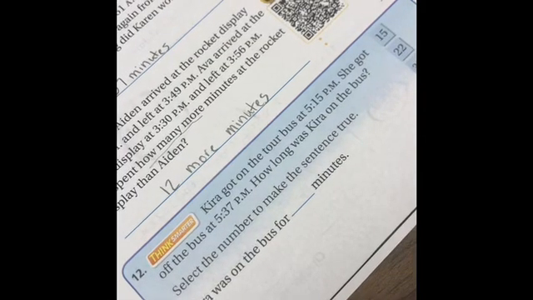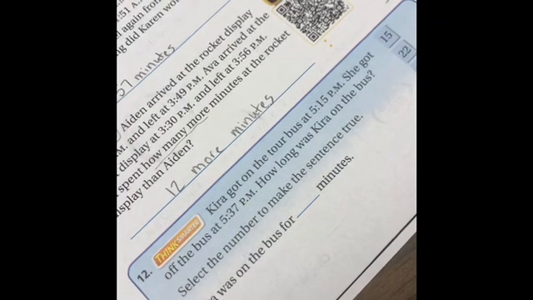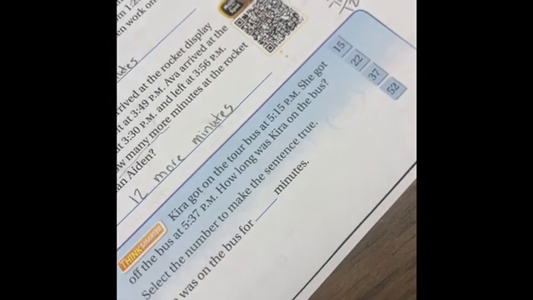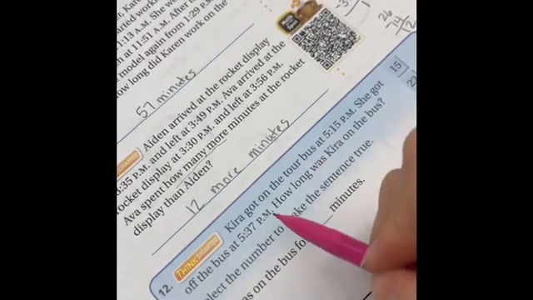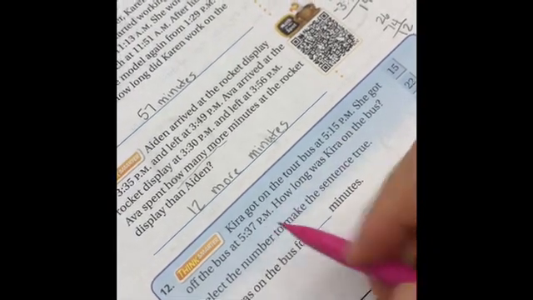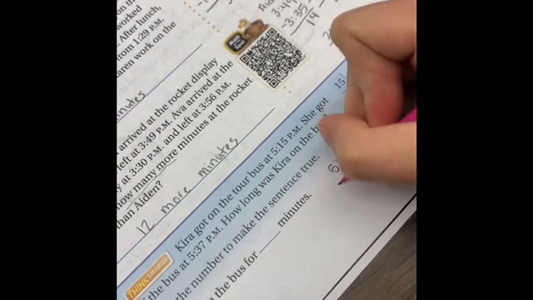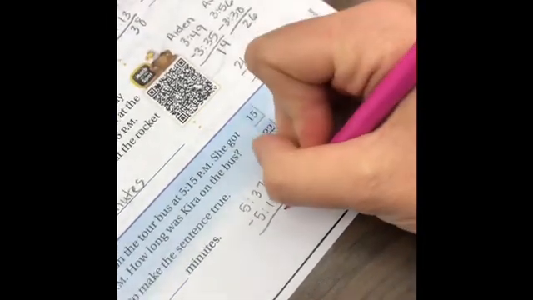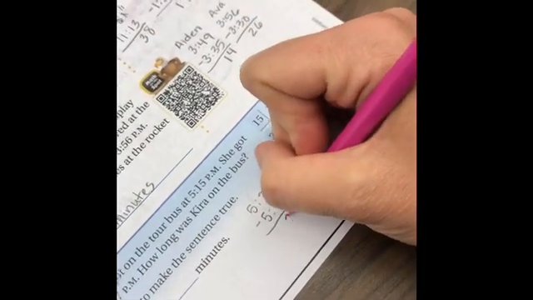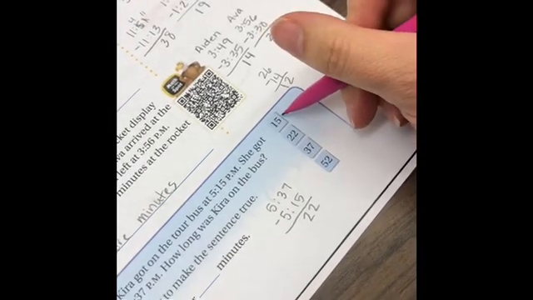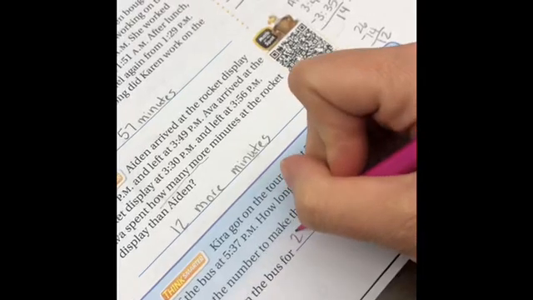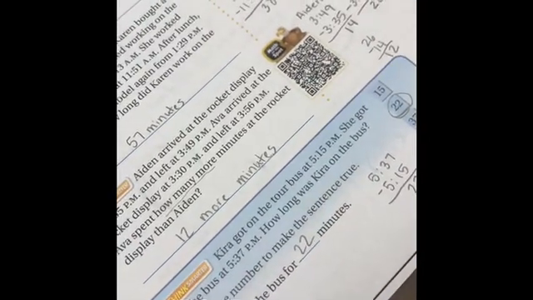She got off the bus at 5:37 p.m. How long was Kira on the bus? Select the number to make the sentence true. So we have to figure this out. She got on at 5:15 and got off at 5:37, so we need to subtract. 5:37 minus 5:15. 7 minus 5 is 2, 3 minus 1 is 2. So over here we have 15, 22, 37, or 52, and our answer is 22. Kira was on the bus for 22 minutes.